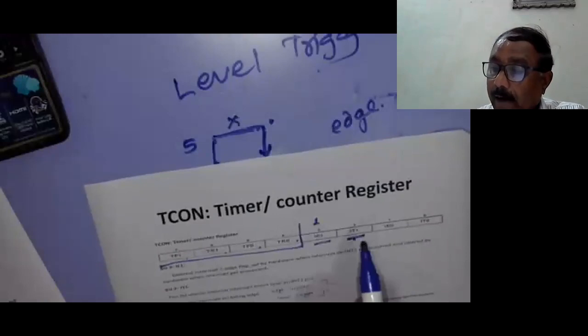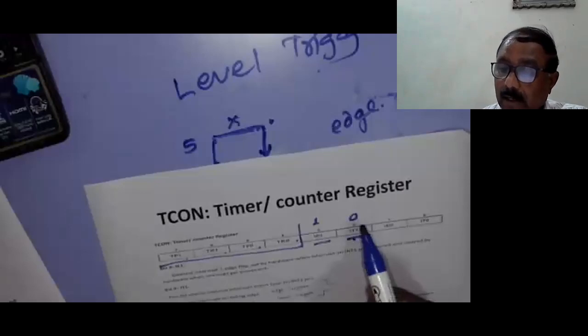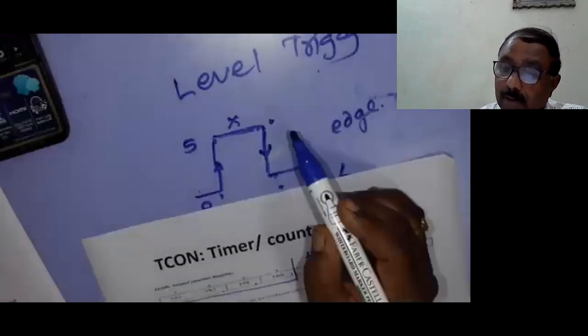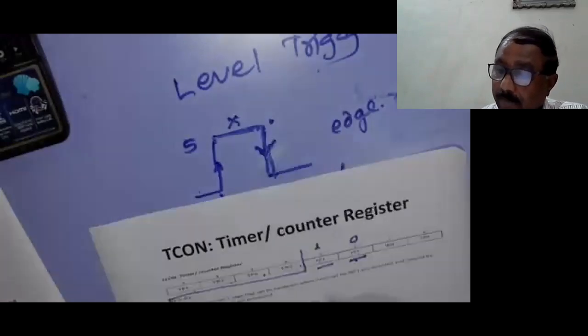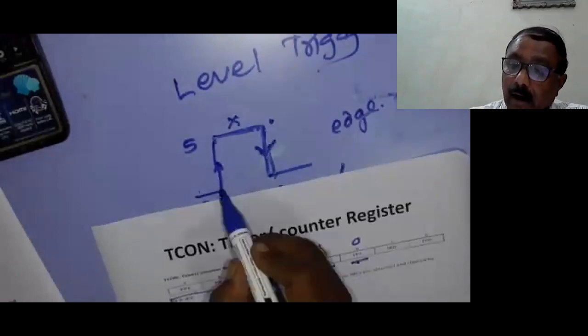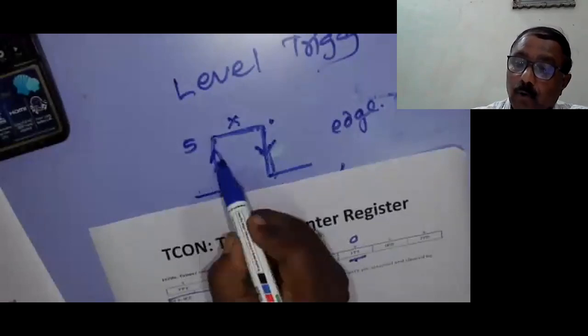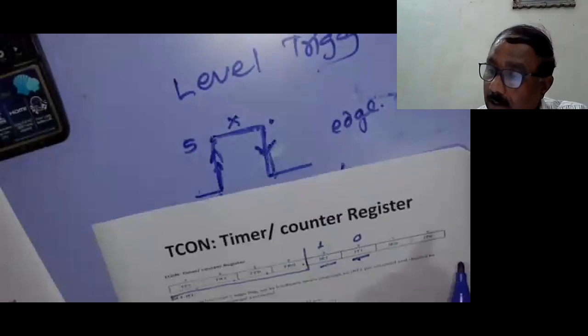Now what about IT1? If we keep the IT1 bit equal to 0, then the microcontroller will interrupt on low level triggering. And if we put it equal to 1, it will trigger on a positive pulse, that is, on the low to high edge. So these are the two bits.